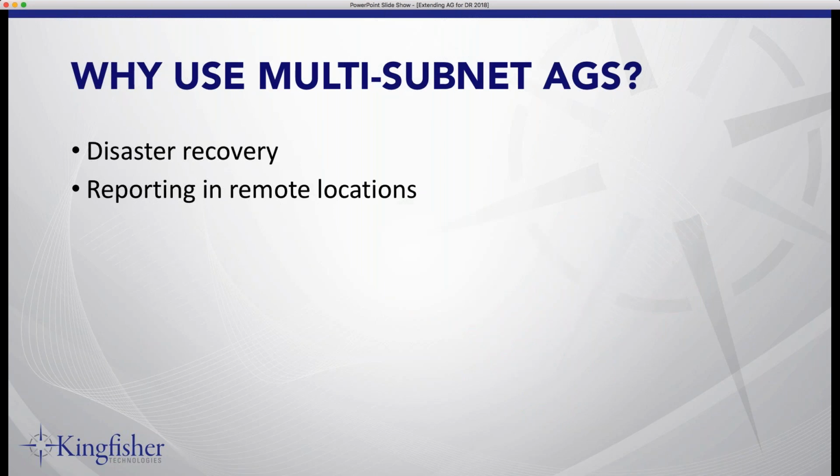So we talked a lot about using multiple subnet availability groups for disaster recovery, but you can also use them for other things as well. And one of the primary things is reporting in remote locations. If you have branch offices, especially if you have a large company that has offices in multiple states, it could be useful to have a copy of that database in a separate location that's closer to your employees at that remote office. And so you can use something like an asynchronous replica that happens to be readable, or the read scale routing to enable reporting in those remote locations and allow people to do their work a little bit faster as well.